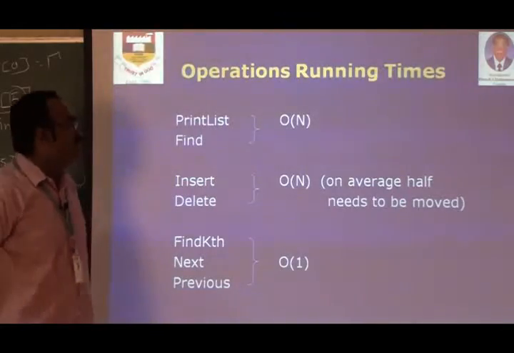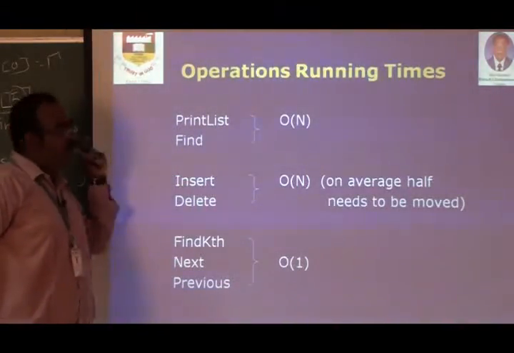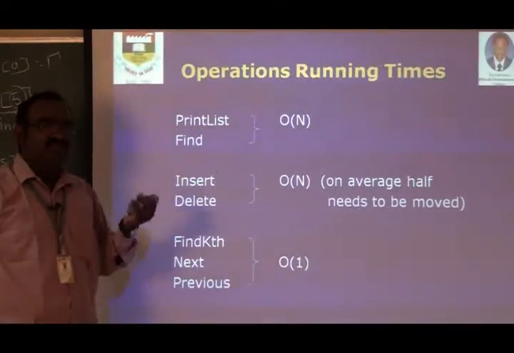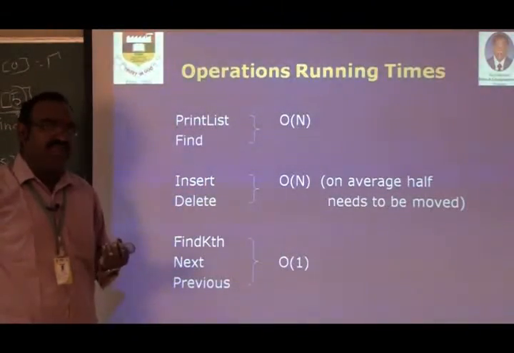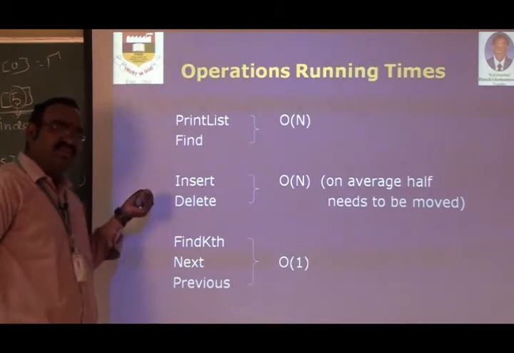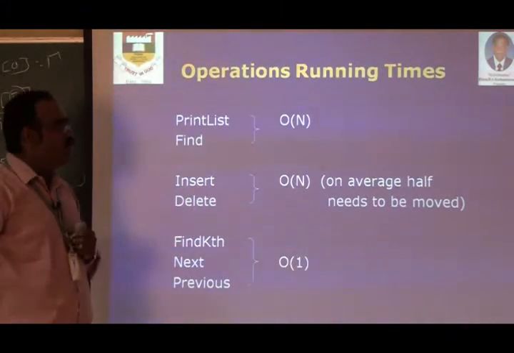It's a maximum number. For printing the list and finding, we are traversing through the list from the beginning, so that's why we denote it by n. It is the size of the array. From the beginning, head, to tail, every element has to be examined to print the list and find the element. So that's why we denote O of n.